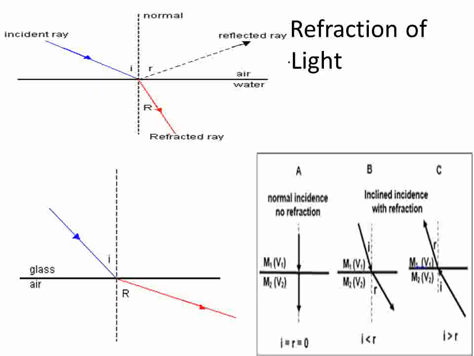In diagram C, there is angle of incidence I in the second medium M2, and angle of refraction R in the first medium M1. Velocity changes from V2 to V1. Angle I is greater than angle R. It means the ray of light is bending towards the normal. That is, the ray of light is coming from a rarer medium to a denser medium.